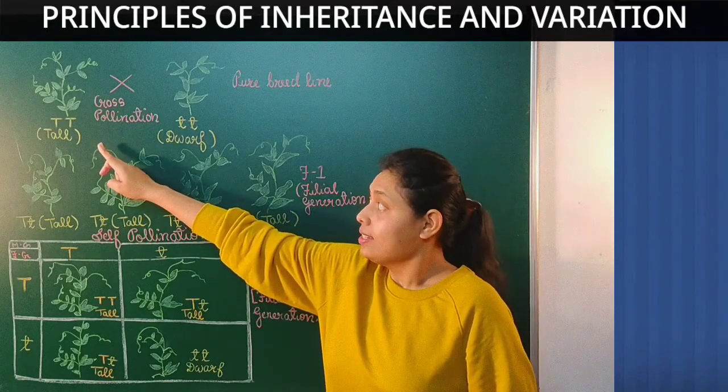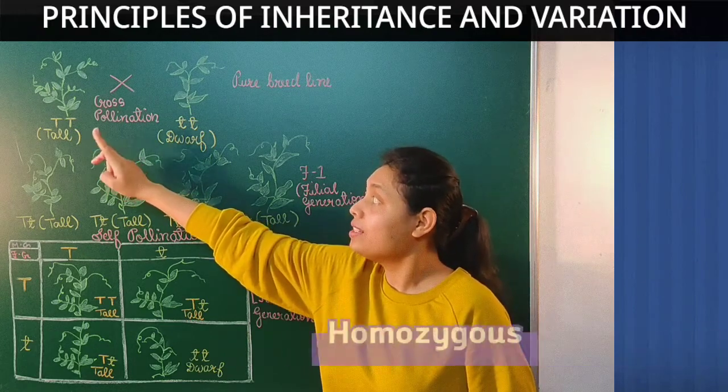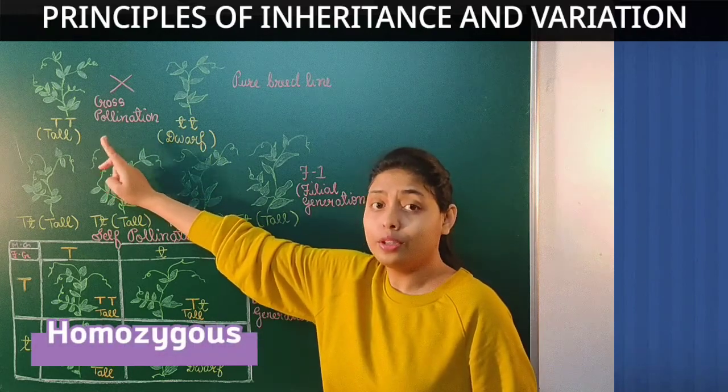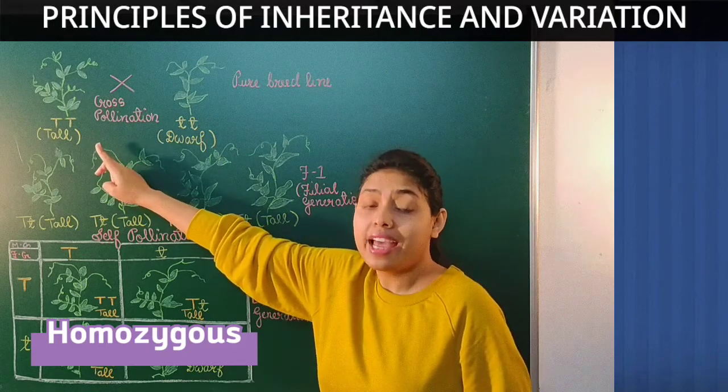Tall plant is having identical alleles. Can you see capital T and capital T? Both are identical to each other. This type of allele is known as homozygous allele.